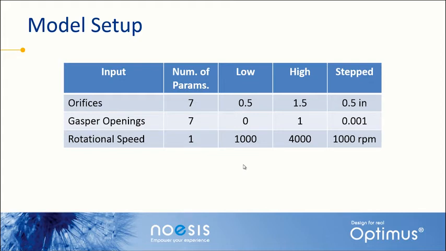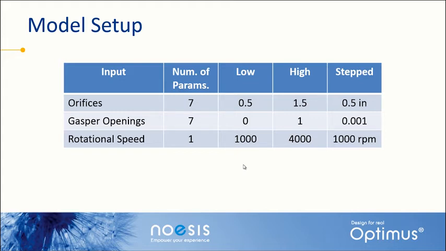We have 7 orifices. The values range between 1/2 inch and 1.5 inches. There's 3 separate valves. We have gasper openings that can range from 0 to 1, stepped at 0.01. And we have a rotational speed for our fan from 1,000 RPM to 4,000 RPM. So that gives us a total of 15 input parameters. And then, as you saw, we have 7 responses.